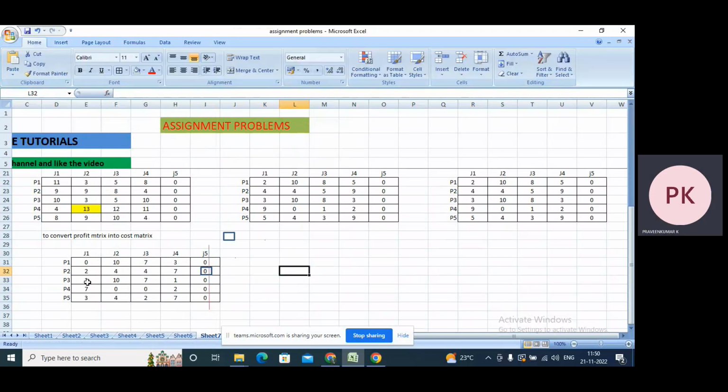Next, go to the third row. We don't have any single zero. Go to the fourth row. We have two zeros, so I will not allocate. Go to the next one. You have no zeros. So next, go column wise. Go to the first column. In the first column, we have a single zero. I allocate this element.